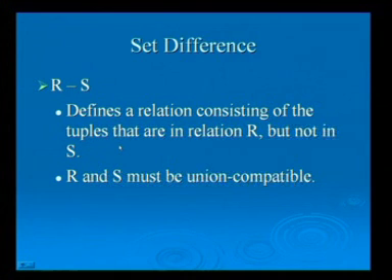Now let's have a look at the set difference. The notation is R minus S. This defines a relation consisting of the tuples that are in relation R but not in relation S. Again, to apply this set difference operation on these two relations, they must be union compatible. You are all familiar with what union compatibility is: their degrees should be the same, and each corresponding attribute should be from the same domain.